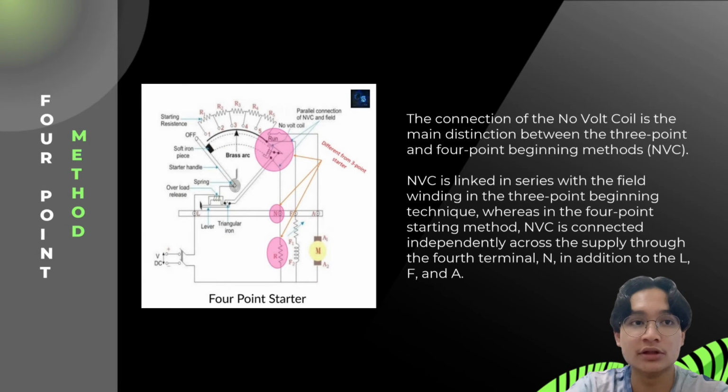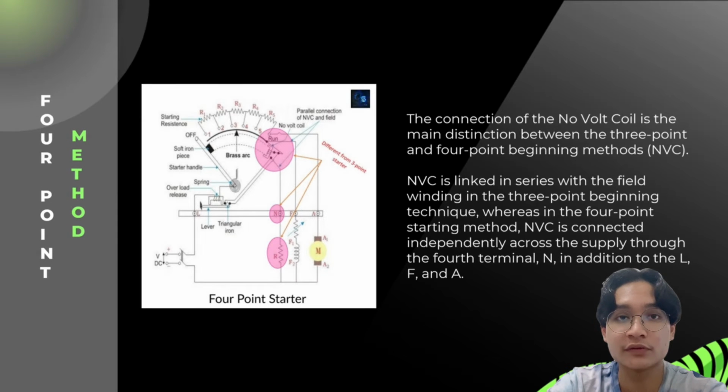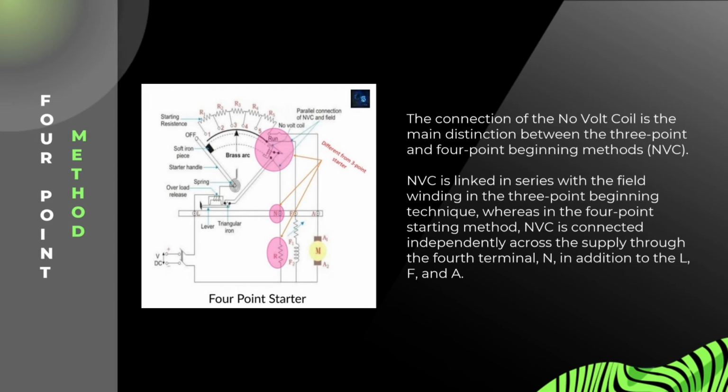The next one is the 4-point method. The connection of the no volt coil, NVC, is the main distinction between the 3-point and 4-point starting methods. NVC is linked in series with the field winding in the 3-point starting method, whereas in the 4-point starting method, NVC is connected independently across the supply through the fourth terminal, in addition to L, F and A.